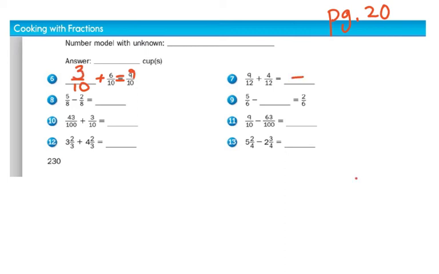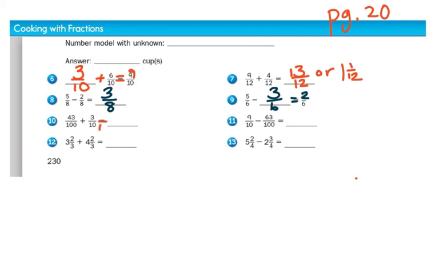Moving across to number 7, we keep 12s the same and go ahead and add the numerators. 9 plus 4 is 13. We call that an improper fraction. You can leave it like that, or we would say that would be equal to 1 1/12. Number 8, we keep eighths the same and subtract the numerators. 5 minus 2 is 3. Number 9, 6. Some number minus 5 gives me 2. What number can I subtract from 5 to give me 2? 3/6.